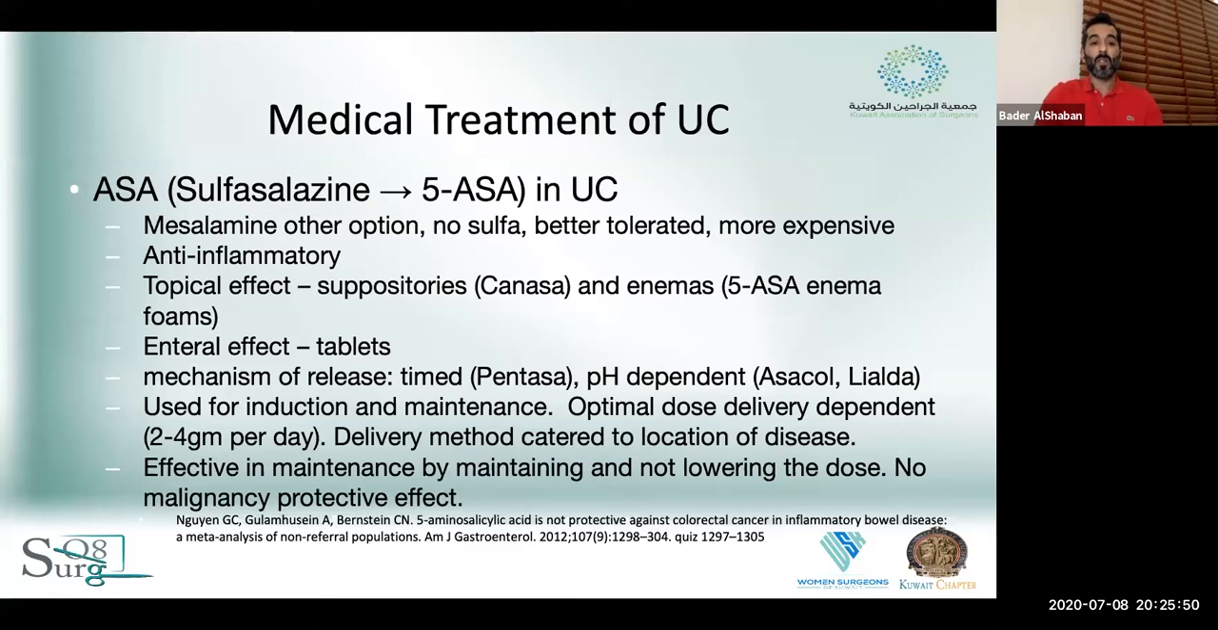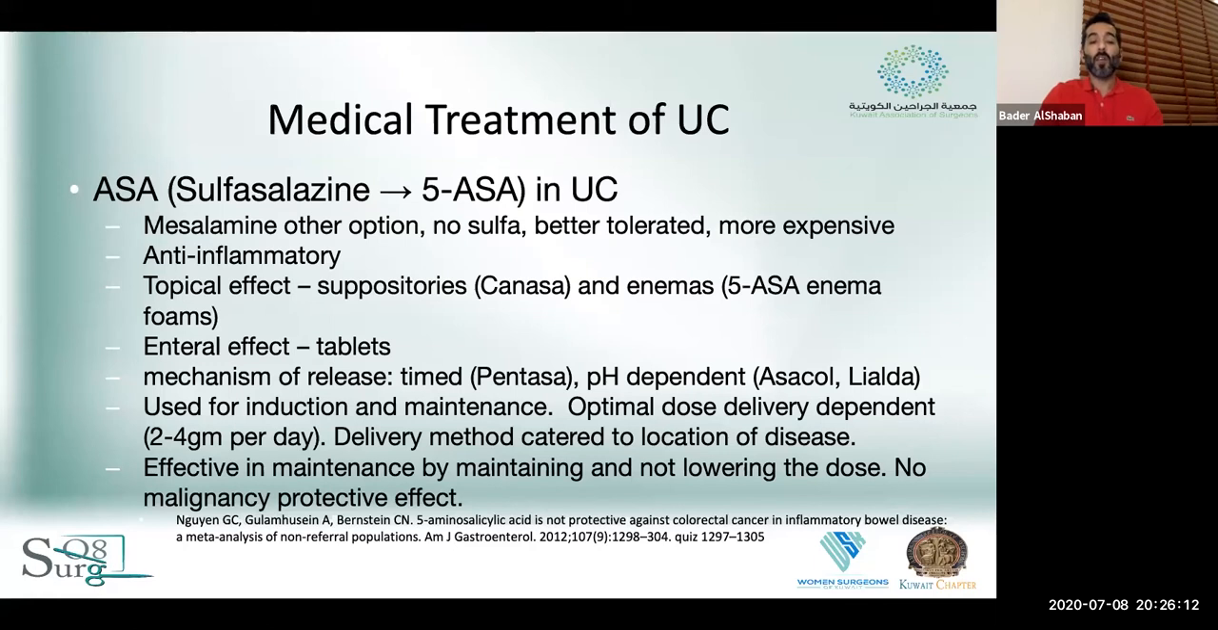It is an aminosalicylic acid. Mesalamine is also another option for it because it does not contain any sulfa, which means it's better tolerated. However, it is more expensive in formulation. Some of them have an enteral effect when they're provided as an oral tablet, and some of them have a topical effect when they're provided in suppositories or enemas.